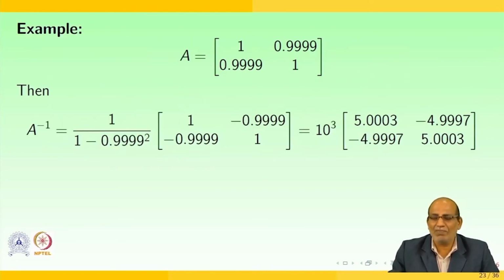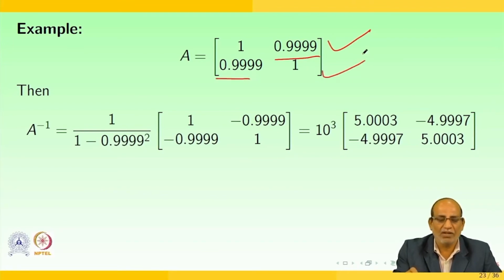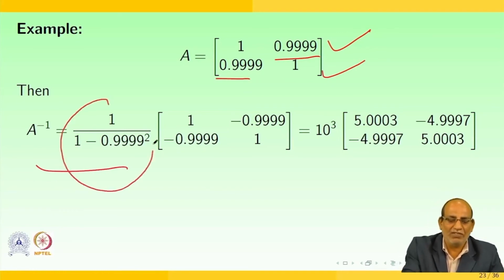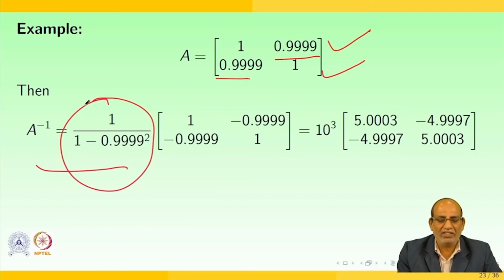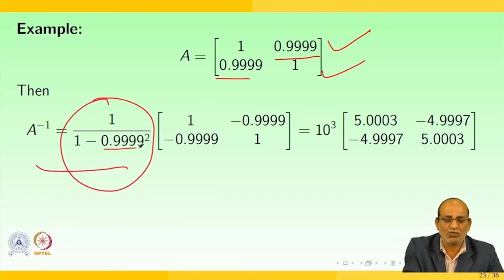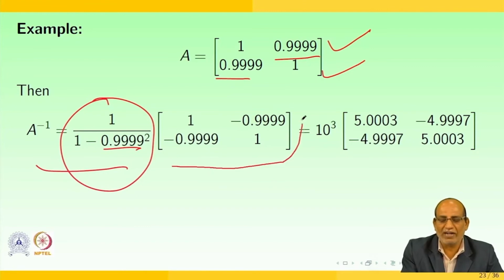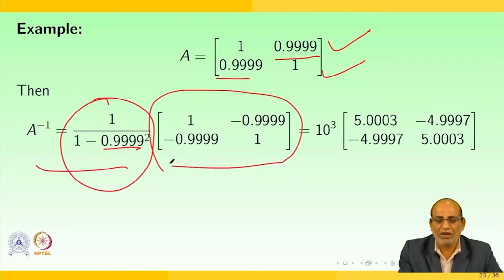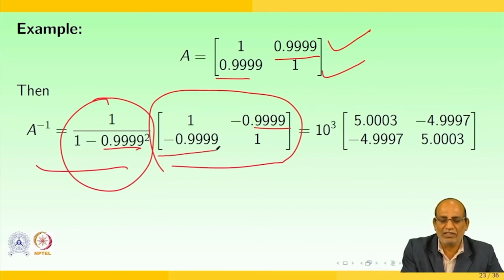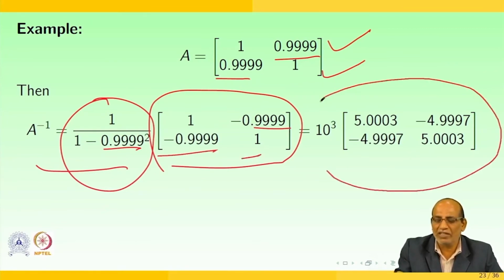Now, let us see this example. A is equal to, let's say, 1, 0, 0, 0, 1.999 and this is 0.9991. Now, what is the A inverse for this? A inverse, I compute as 1 over 1.9999 squared multiplied with this matrix. So it turns out to be 1, minus 0.9999, minus 0.991, which turns out to be this.